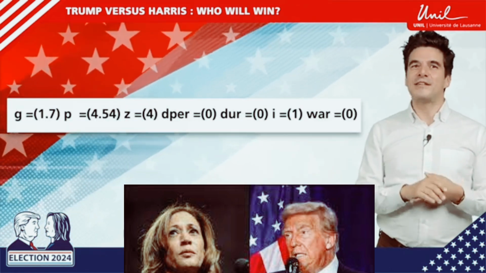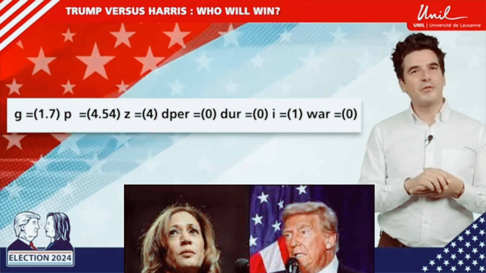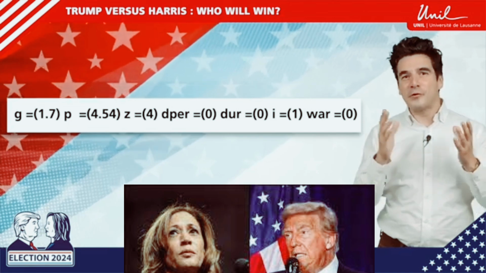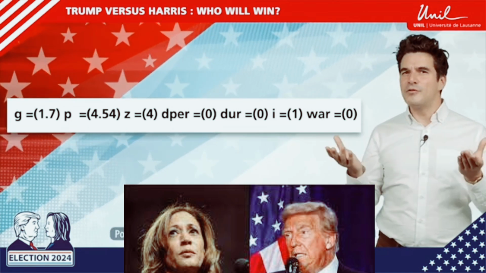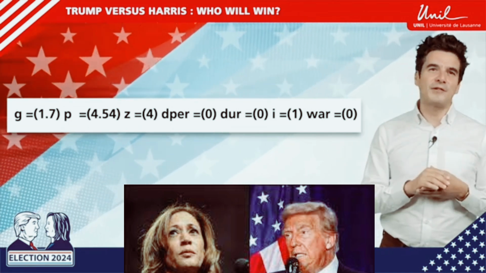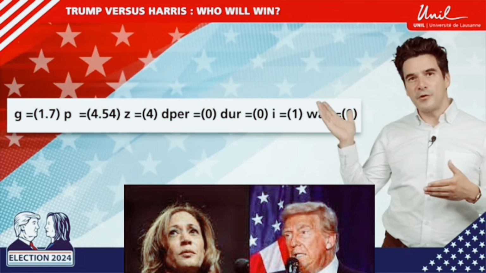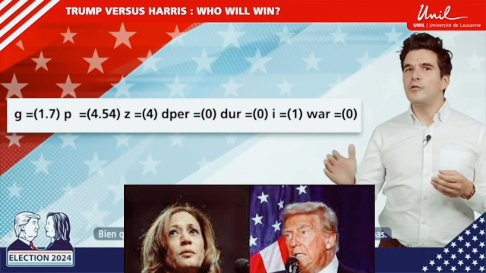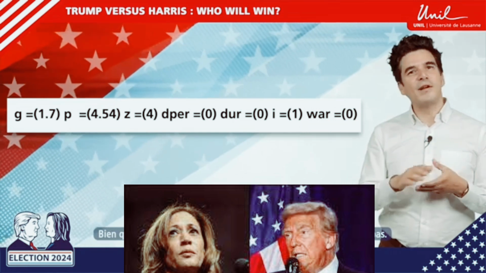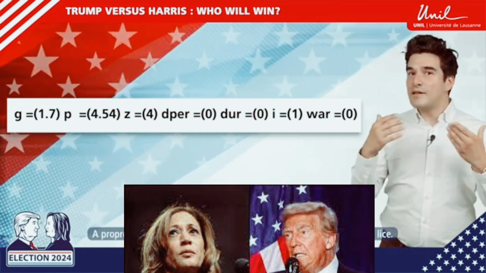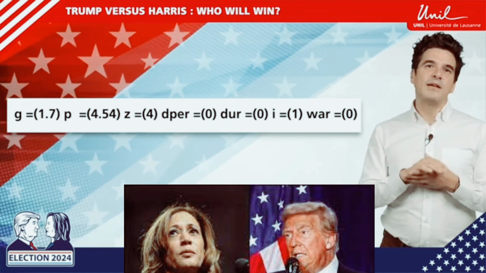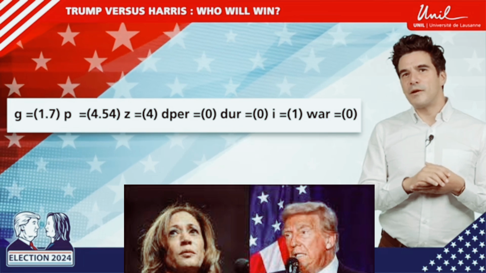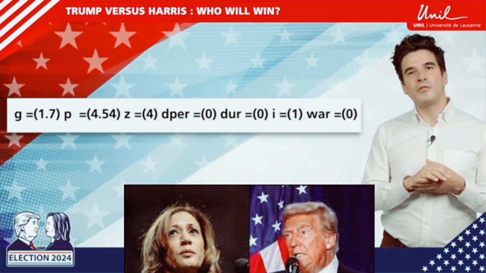For the short horizon variable G of GDP growth, we have a value of 1.7. For the inflation rate captured by variable P, we have a value of 4.54. The good news variable, number of quarters for which GDP growth was higher than 3.2%, we have a value of 4. This is a variable Z. Deeper, the incumbency variable is coded 0. Although the Democrats are in office, Biden is not running again, so strictly speaking, it's not the incumbent president that's running. The variable DER captures duration for which the current party has been in power, in this case 1 term, so the variable is coded 0.